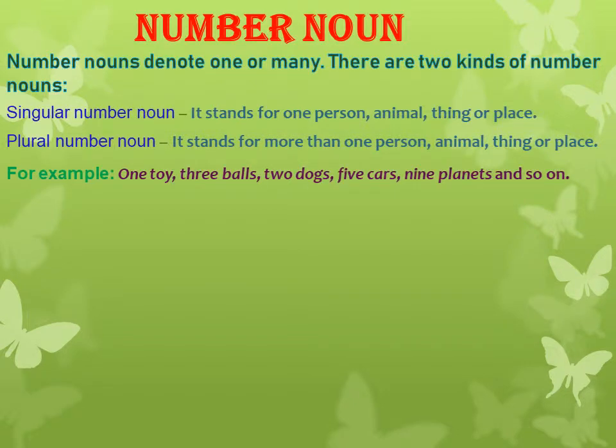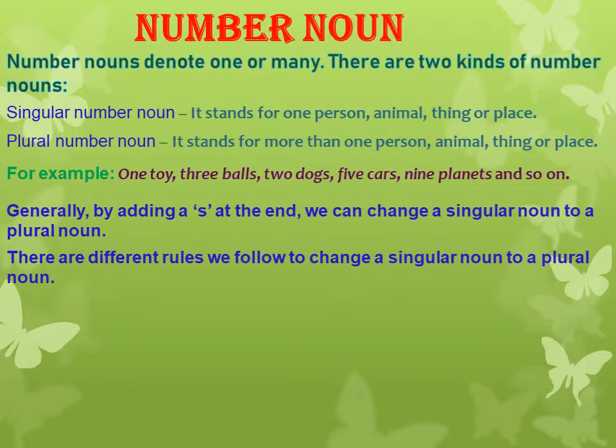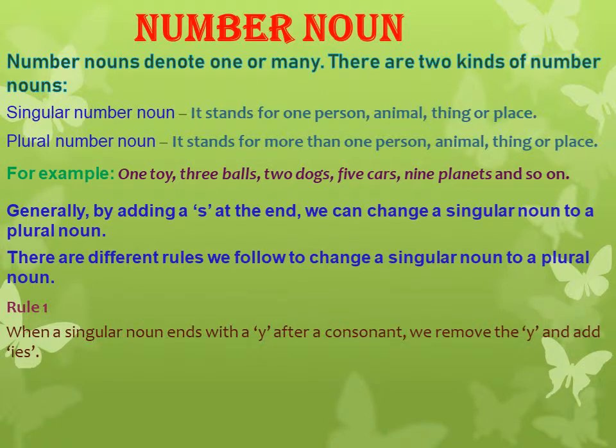For example, 1 toy, 3 balls, 2 dogs, 5 cars, 9 planets and so on. Generally, by adding an s at the end, we can change a singular noun to a plural noun. There are different rules we follow to change a singular noun to a plural noun. Rule 1. When a singular noun ends with a y after a consonant, we remove the y and add ies. For example, city, cities, lady, ladies, story, stories.